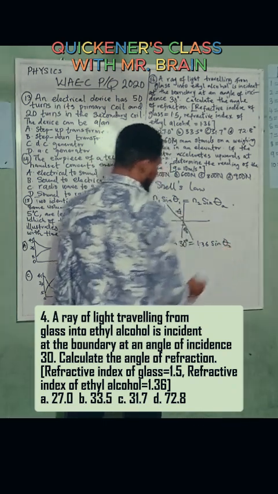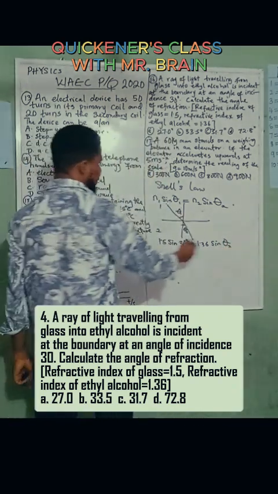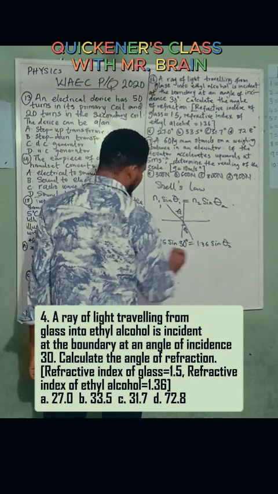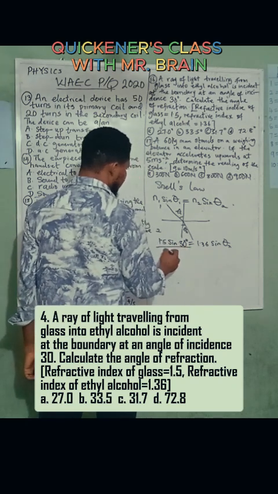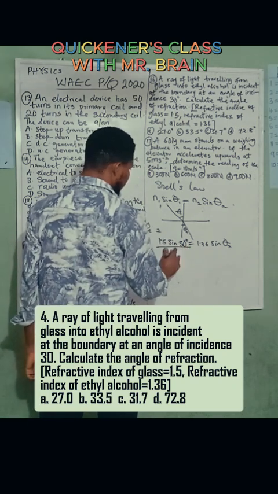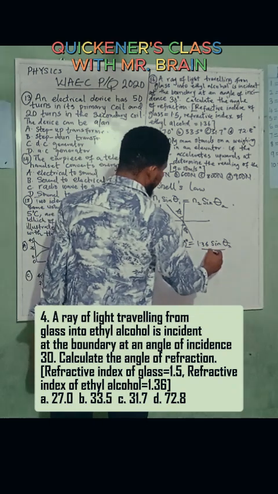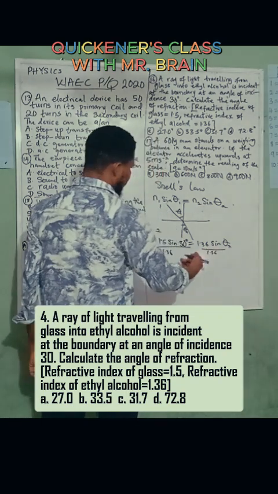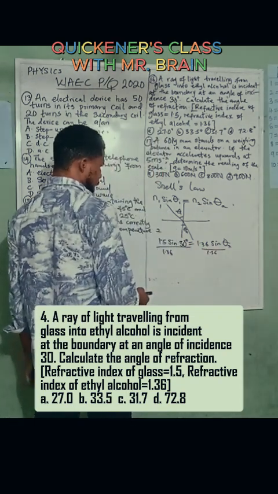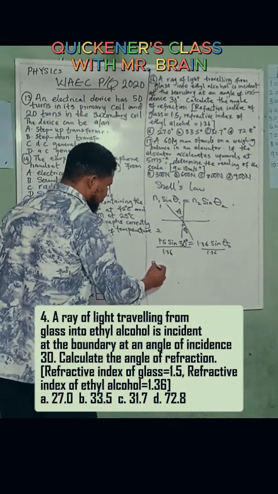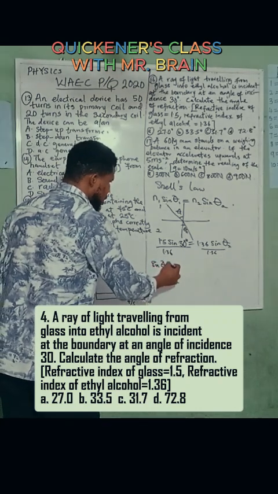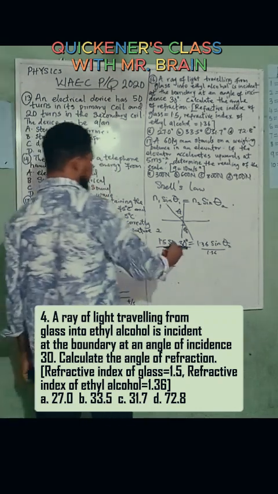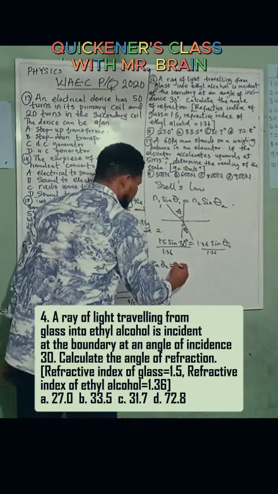Are you getting me? From your mathematics, how do you solve this? You divide both sides by 1.36, so this is how we cancel this, right? So what do you have now? Sine theta 2 is this divided by this, sine 30. Sine 30 is 0.5.